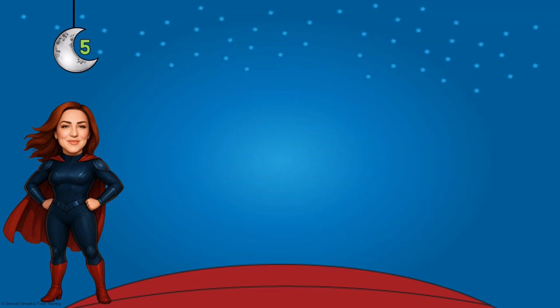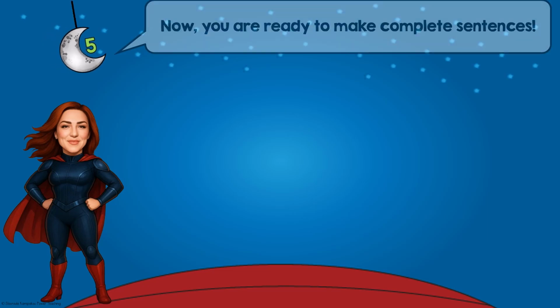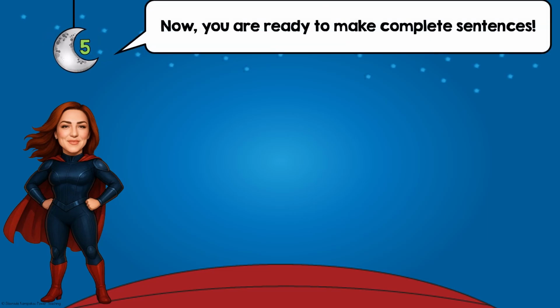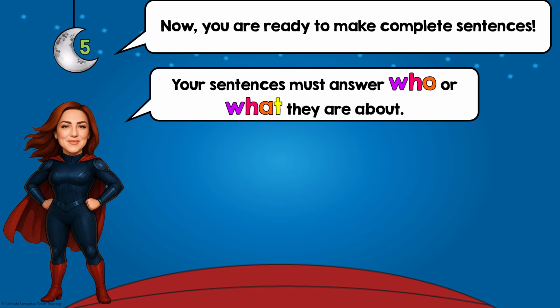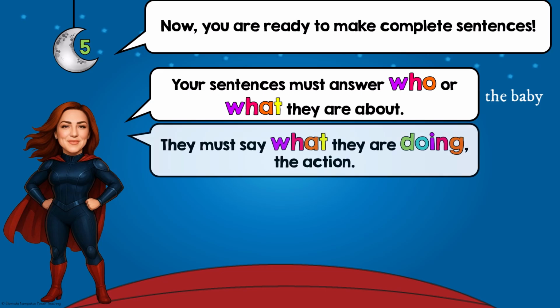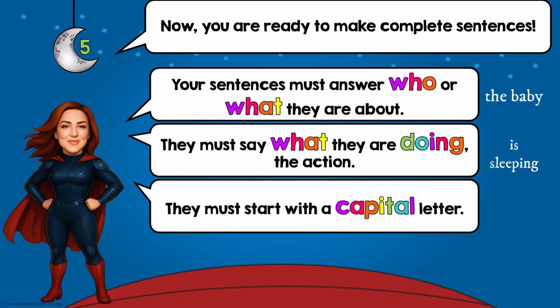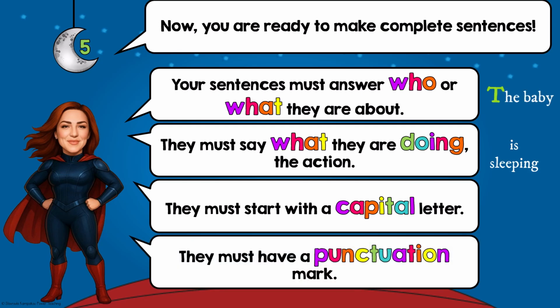Fifth, now you are ready to make complete sentences. Remember, your sentences must answer who or what they are about. They must say what they are doing, the action, so you always need a verb. They must start with a capital letter. They must have a punctuation mark at the end.